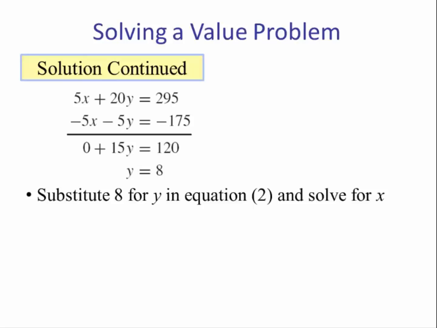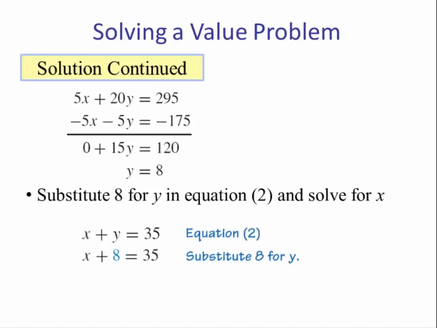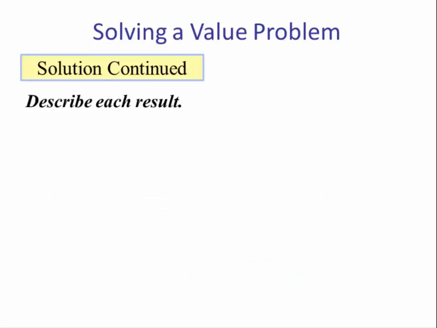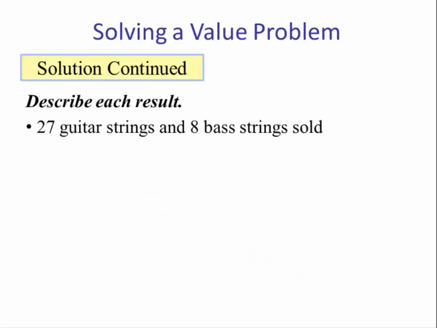To get x, we take 8 and substitute it into one of the equations. I'm going to use the second equation. So we have x plus 8 equals 35, which means x is 27. So 27 guitar strings were sold and 8 bass strings were sold.